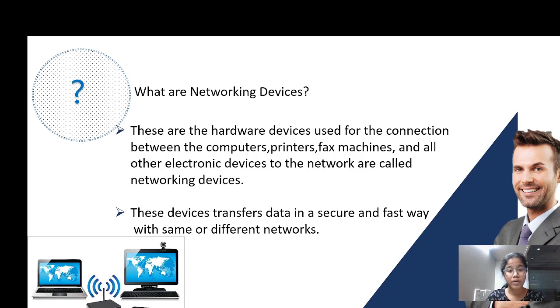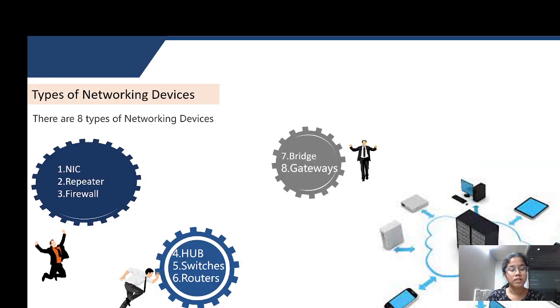These are hardware devices used for the connection between computers, printers, fax machines, and all other network devices. These devices transfer data in a secure and fast way within the same or different networks. And there are eight types of networking devices: NIC, repeater, firewall, hub, switches, routers, bridge, gateways.